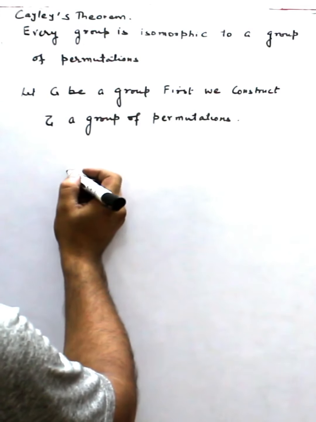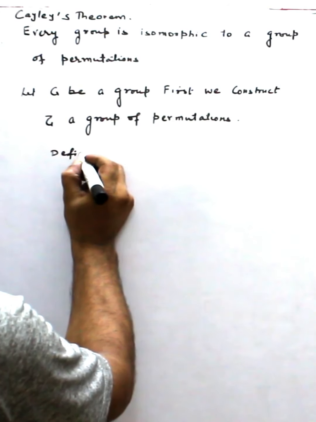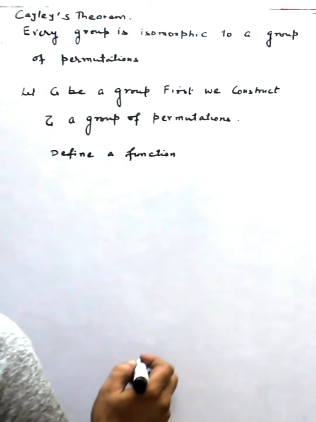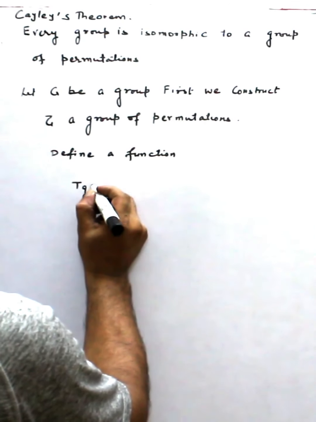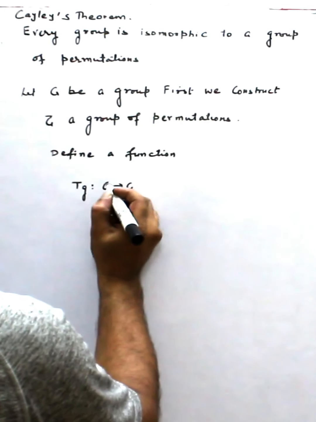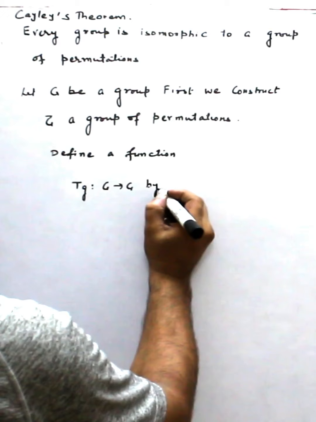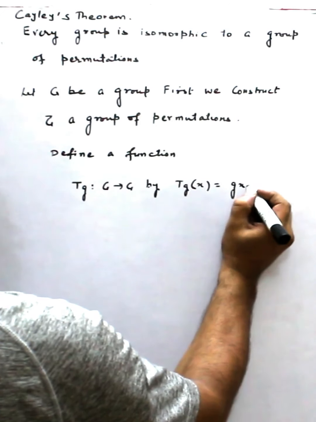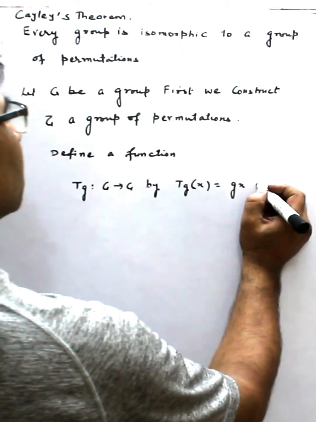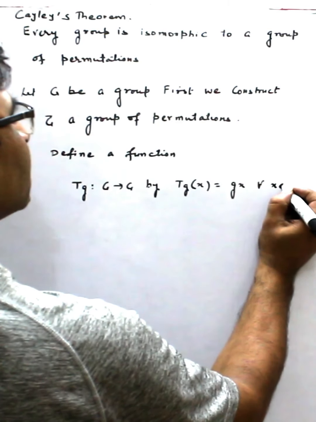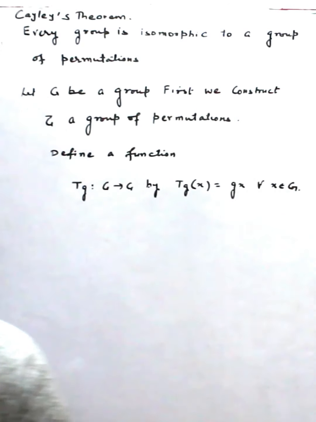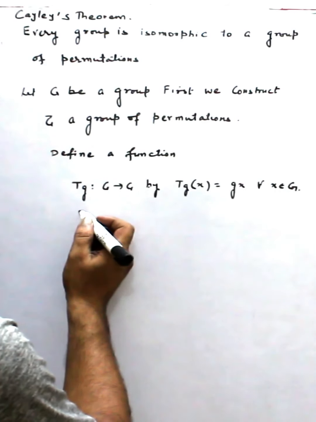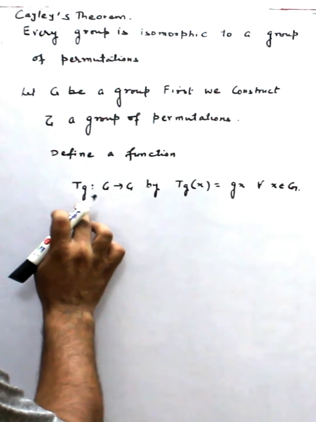So define a function, which is one-one onto, Tg from G onto G by Tg x equals g x for all x belonging to G. And here, for all x, where g is where? What is this element?